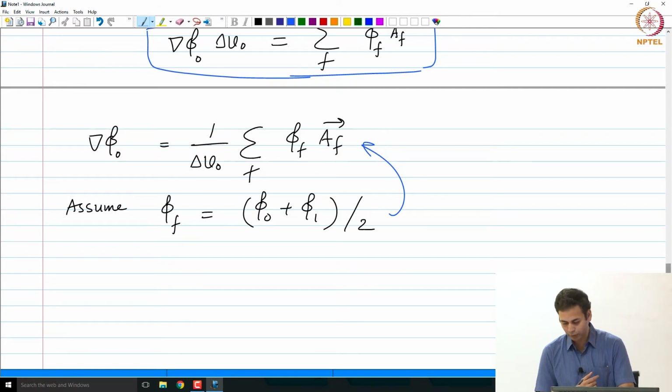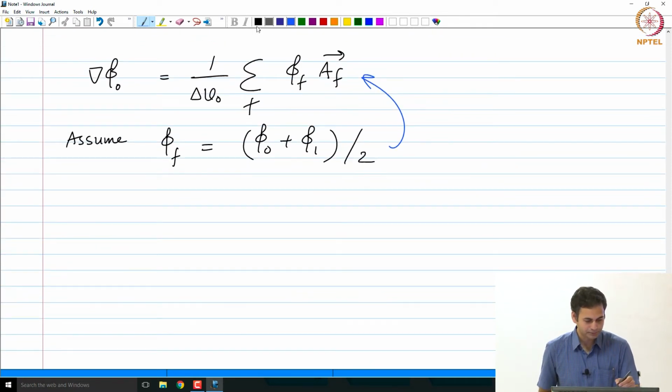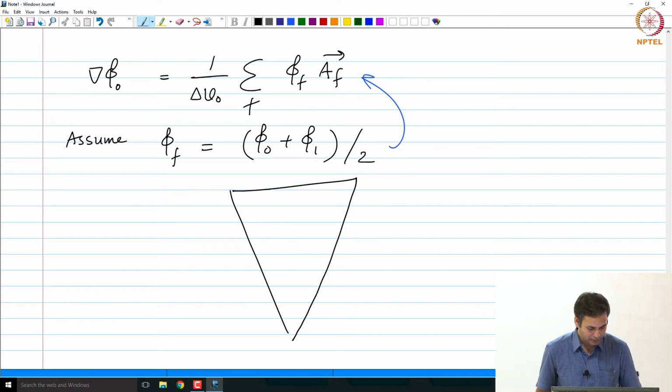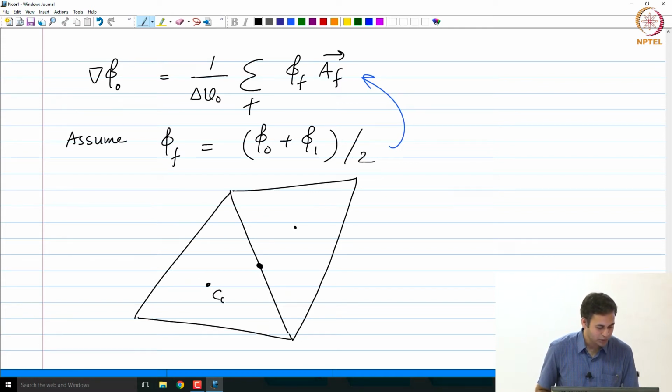So, what we do is we try to improve this. If you look at the cells, let me draw a typical cell here. This is the face centroid, and this is the cell centroid. So, we are talking about C 0, and this is the face f, this is our A f bar, and this is my C 1, and this is the face centroid. And these distances are not the same.